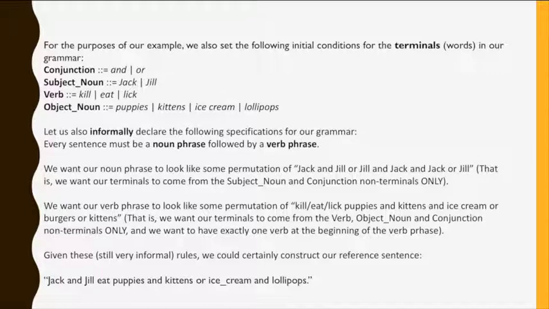We also wanted to informally declare some specifications for our grammar. We want to make sure that every sentence is a noun phrase followed by a verb phrase. Now, that being said, what can our noun phrases and verb phrases look like? And again, I'm being very informal, but I want you guys to just think about it at a high level. Well, one thing it could be is just one of the subject noun terminals. For example, Jack, Jill. Another thing we can have is some kind of permutation of Jack and Jill, or Jill and Jack and Jack and Jack and Jack and Jill, or Jack. That is, we want our terminals to come from the subject noun non-terminal with conjunctions in between.